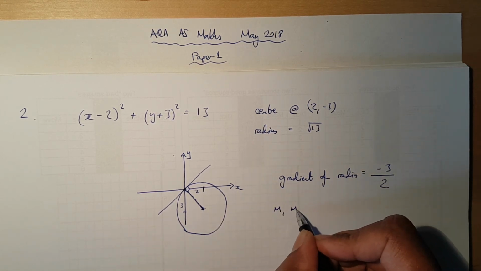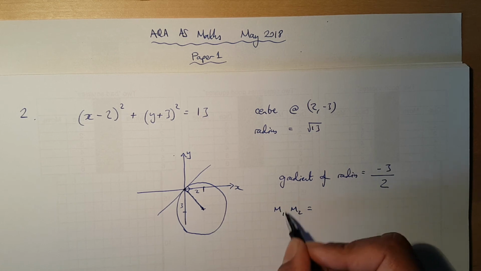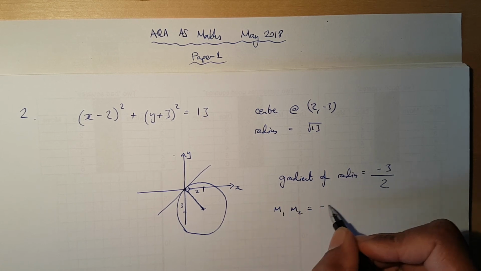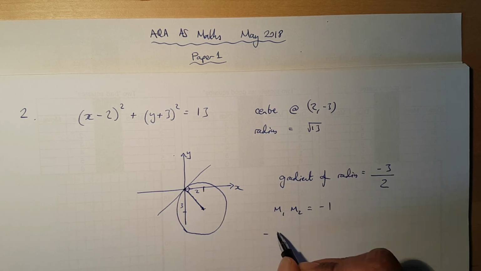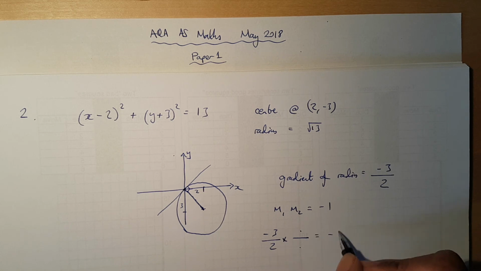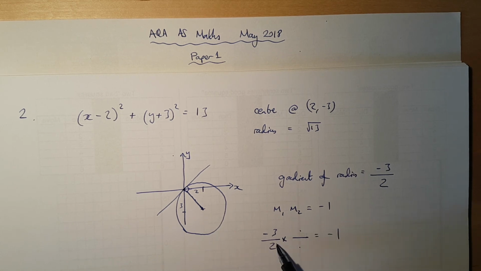Well, if I use the rule that m1 times m2, that means the gradient of one line times the gradient of the other line, must give me −1, then I can look at this and pretty much write down the answer. −3/2 times something over something must equal −1. Well, the negative's already there. To make that 2 into a 1, I put a 2 there, put a 3 there, and I get an answer of 2/3. So my answer would be 2/3, which helpfully is one of the options I'm given.